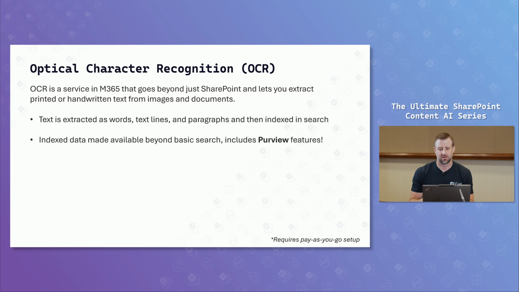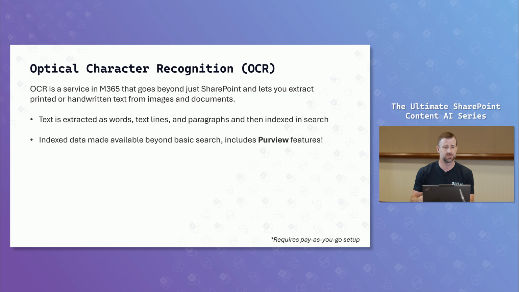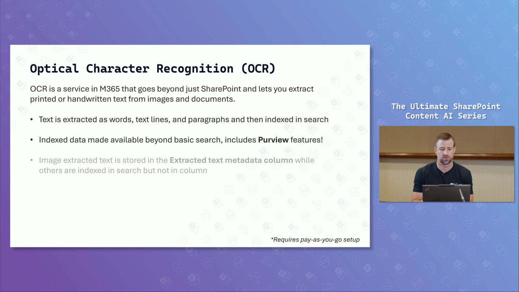That indexed data is not just available in Search. One of the best things that you get as part of this is that that's how you enable advanced Purview features that use OCR. So if I'm sending an email that, let's say, has a receipt that has PII in it or proprietary information, and you have a policy set up that would allow you to detect that sensitive information, when you enable OCR, the Purview features now can be enlightened by that information to allow you to find it in your DLP policies to help protect your organization more.